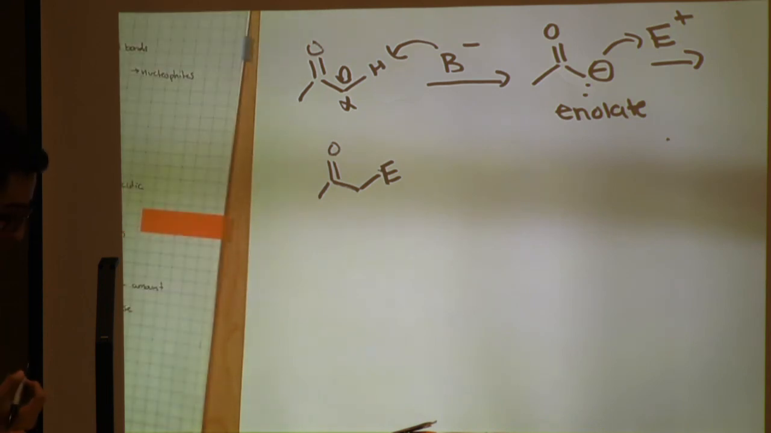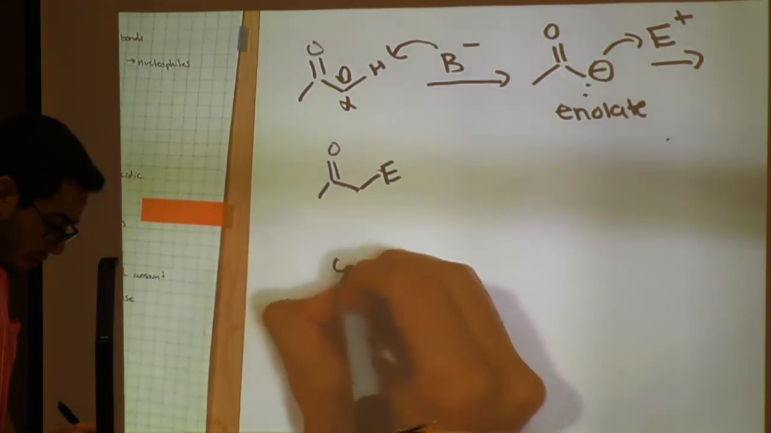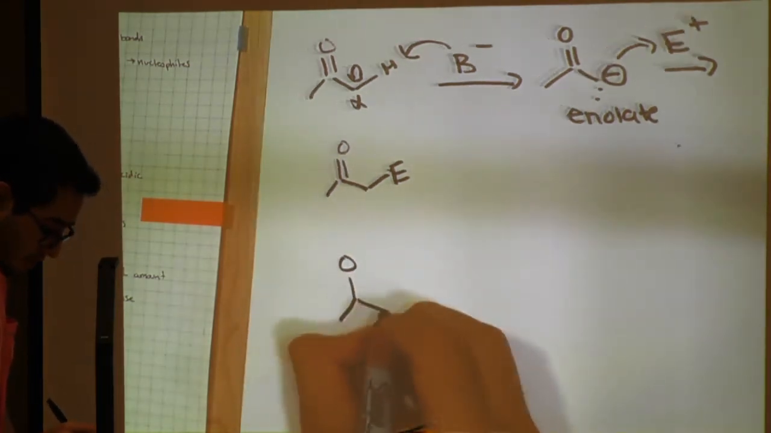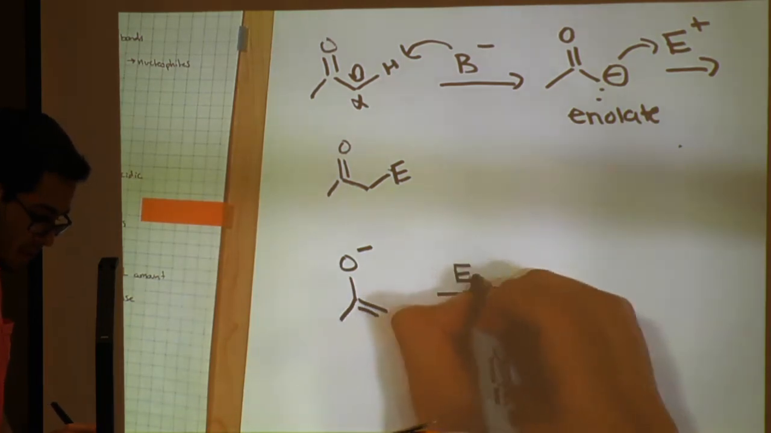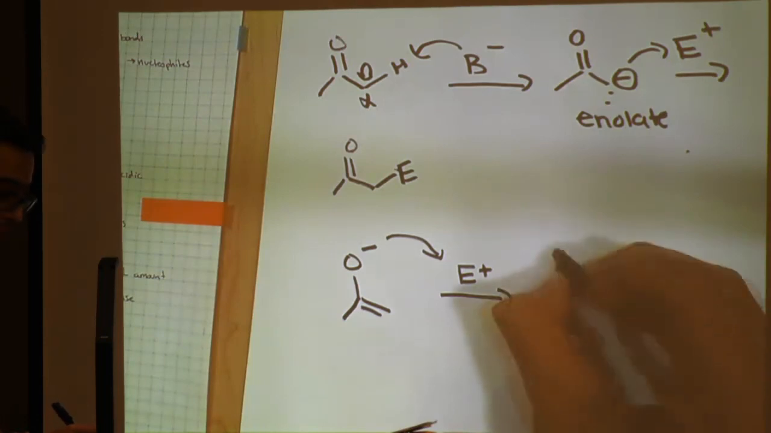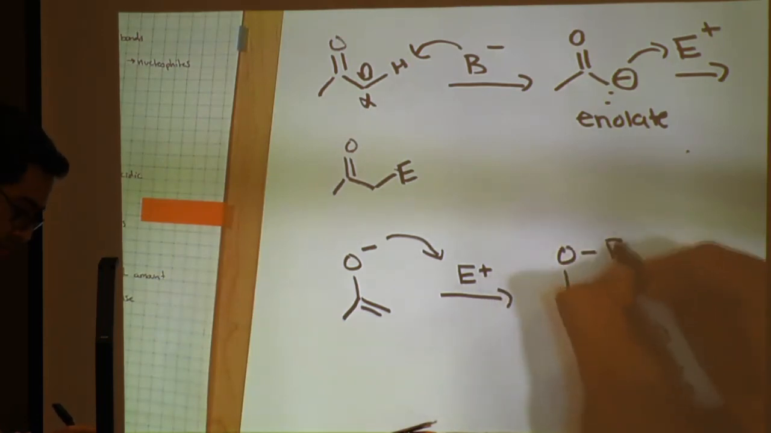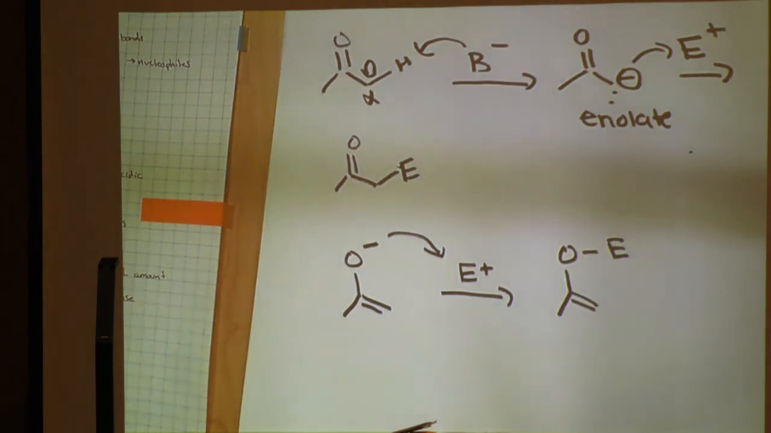While if you did the same thing with an enol, instead of protonating, what you can do with the enol is, again, a nucleophilic attack instead, and you're left with the O bond. Those are the generals.